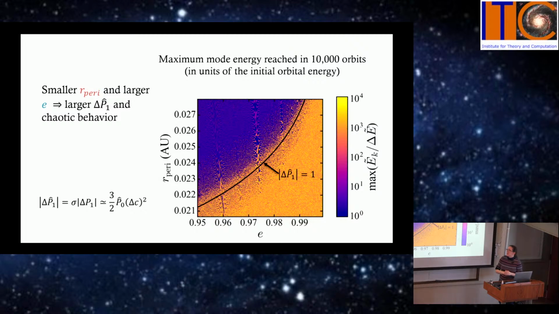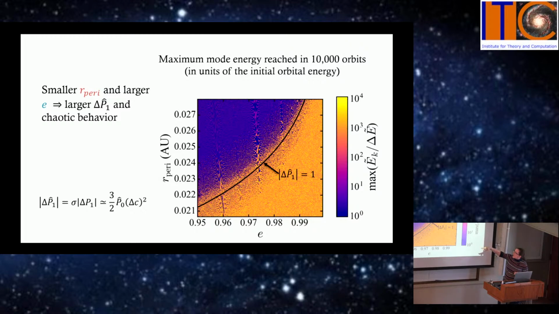So far, this has been a bit abstract, so to make it more concrete, we can map out, in terms of eccentricity and pericenter distance, what kind of behavior you expect to see for a standard giant planet. Here is this line that divides the chaotic behavior from the non-chaotic behavior. Plotted in color is the maximum mode energy that's reached in 10,000 orbits. If the mode can reach a very high energy, then you have the chaotic behavior, whereas if it's restricted to this low amplitude back and forth, that's shown in blue.